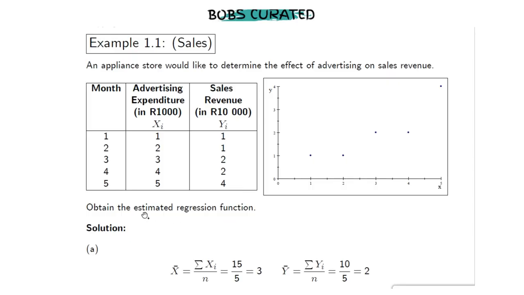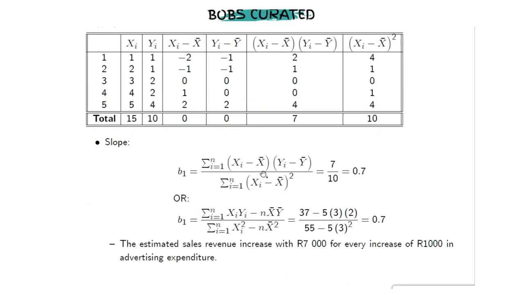So if we want to calculate the estimated regression function, we are going to make use of least square estimation, and for that we need to know the averages of X as well as Y. Here we've just drawn up a table with all our calculations. You can go and check that, and from that we can just substitute. First of all, we need to calculate the value for the slope. So there it is, it's equal to 0.7, and then there's the basic definition formulation, and here we also have the calculation formulation.